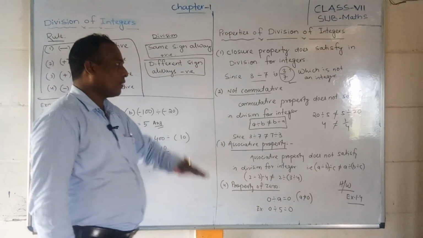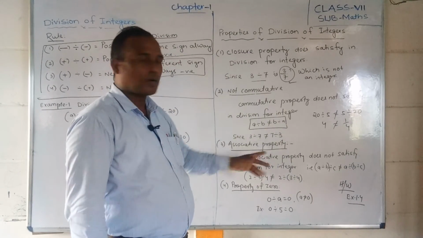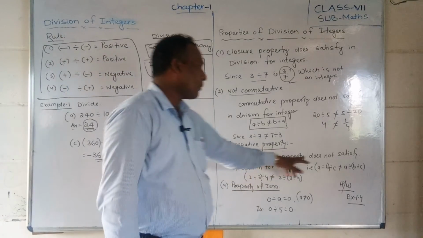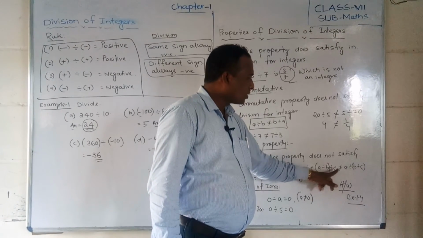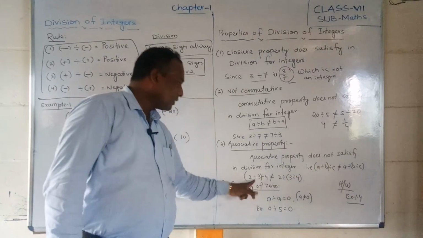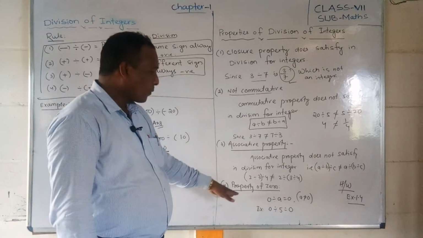Associative property: I have already told you, if any numbers do not satisfy commutative, then they also do not satisfy associative. So the associative property does not satisfy in division for integers. (A divided by B) divided by C is not equal to A divided by (B divided by C). If you solve it, this will never be equal on both sides. Okay. And now the property of 0.